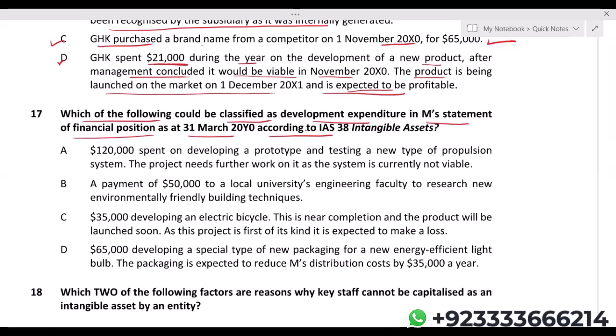Which of the following could be classified as development expenditure? Basically in IAS 38 there is a very famous example. The name of the example is research and development expenditure.